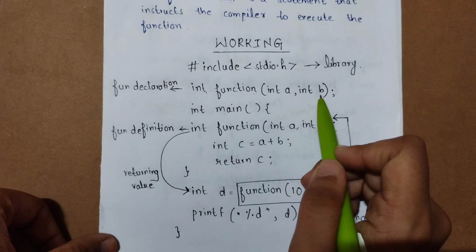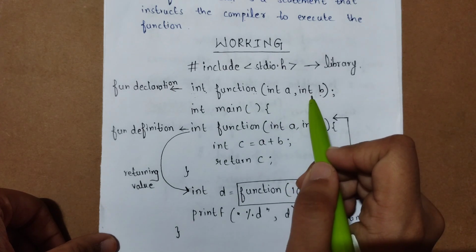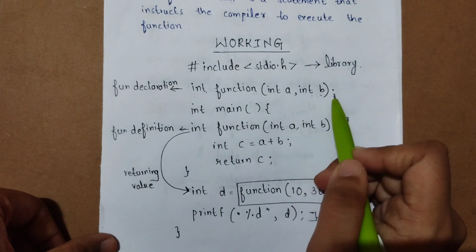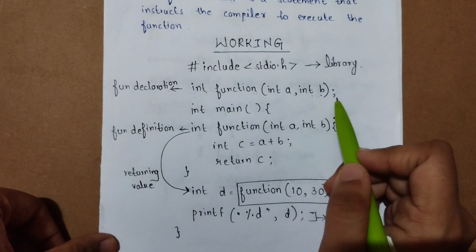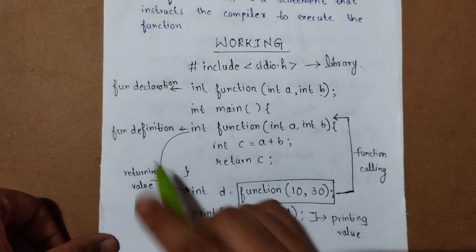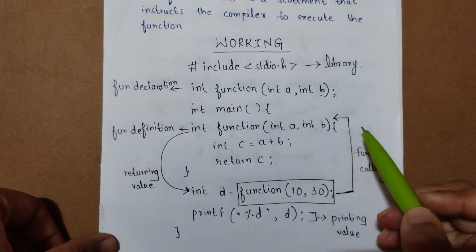Here int a comma int b are parameters. Okay. You can write here int comma int as well. And here we mentioned semicolon. In function declaration, you'll be having semicolon. But in function definition, you won't have semicolon. So there is a difference.